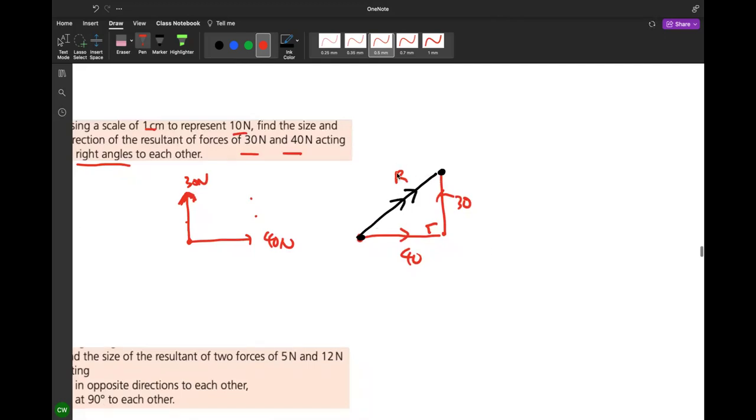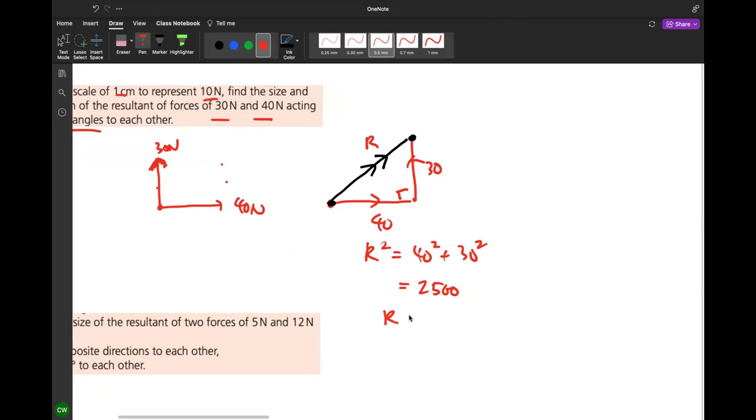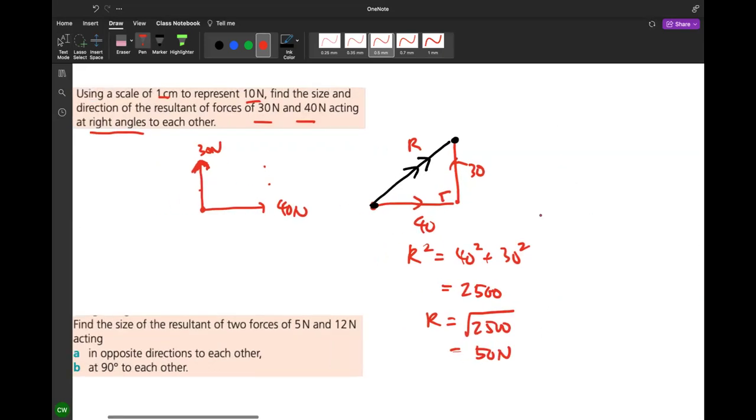Are you able to solve this one? 30, 40, then this is this one. How much is it? 50, correct. R square equal to 40 square plus 30 square. So this is, how much is it? 2,500. So what is R? Square root of this number. So what is the square root of this number? 50. Okay.